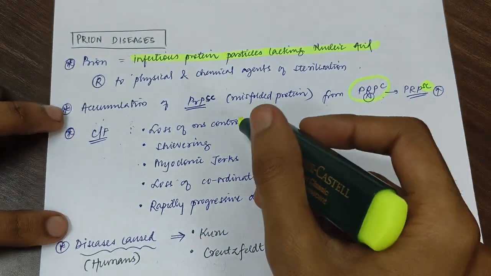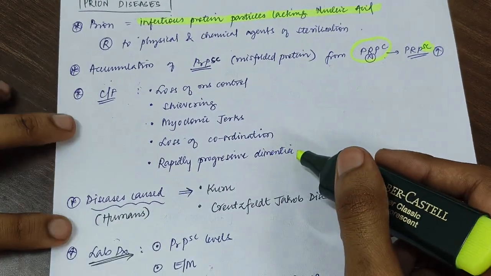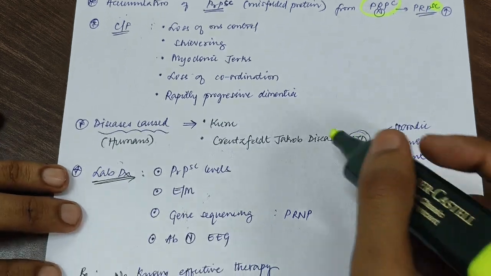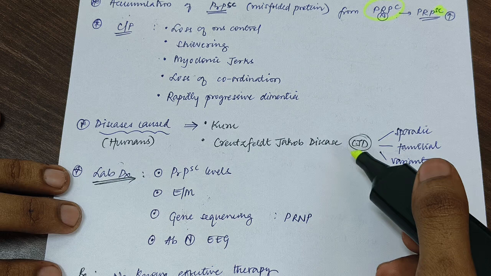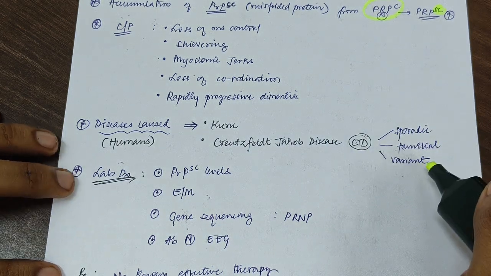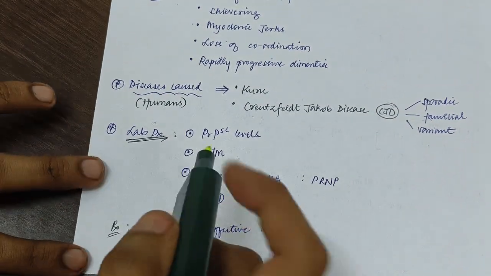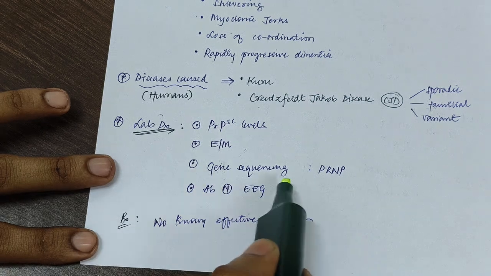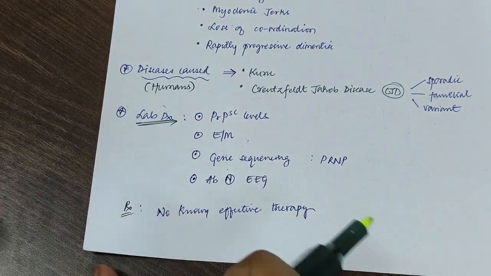Clinical features are loss of muscle control, shivering, myoclonic jerks, loss of coordination, rapidly progressive dementia. All these are the clinical features. Whereas the diseases caused in case of humans are Kuru and Creutzfeldt-Jakob disease, CJD. There are 3 types: sporadic, familial and variant CJD. Lab diagnosis is basically measurement of PrPSc levels, electron microscopy, gene sequencing of PRNP gene and abnormal EEG. There is no specific effective treatment seen for this disease.